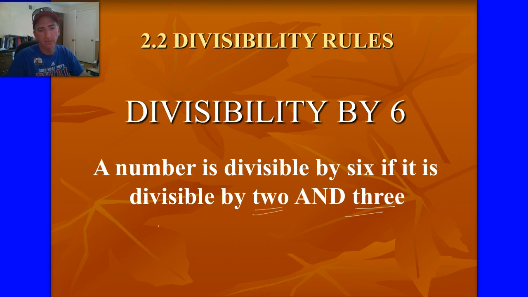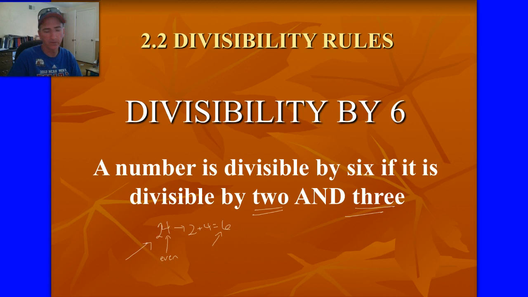So let's take 24. We know that 6 goes into 24. 6, 12, 18, 24, right? It's 6 times 4. Notice it's even, so 2 goes into it. Also notice that 2 plus 4 is 6. Therefore, 3 goes into 6. So 2 and 3 go into this number. Therefore, 6 will also go into that number. It works every time for us.